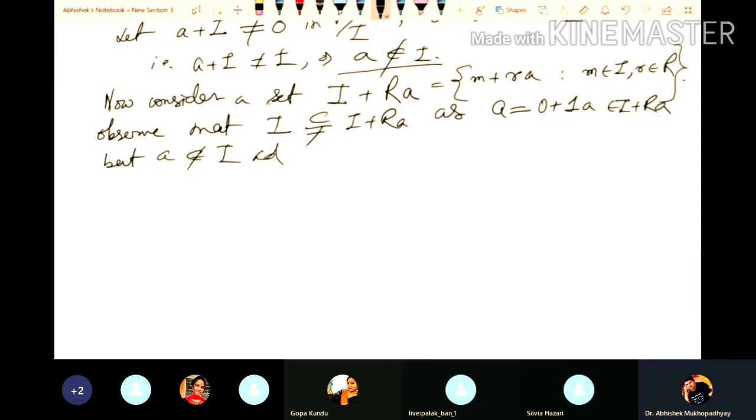And also, why is it a subset? Since every element of I, small m, can be written as m plus 0a. So that means small m is also in I plus Ra. This is true for all m belonging to I. So I is a proper subset of I plus Ra.